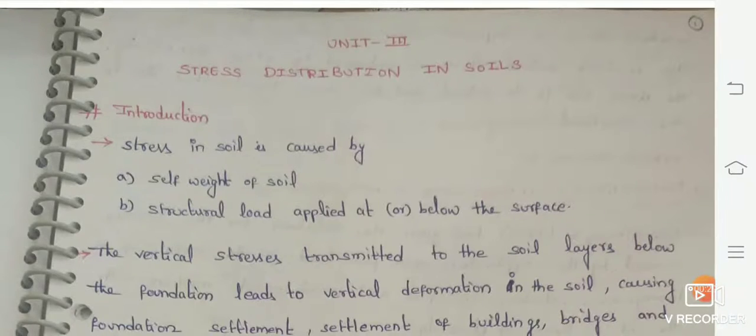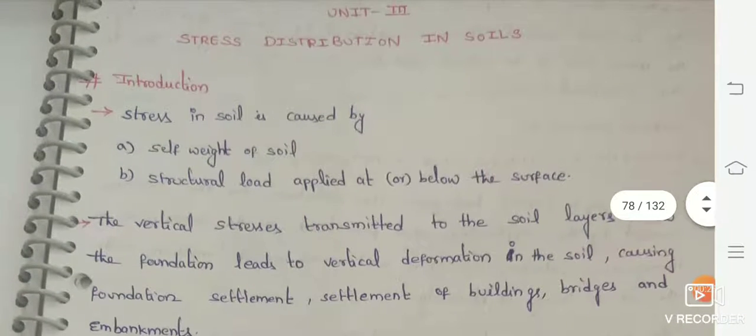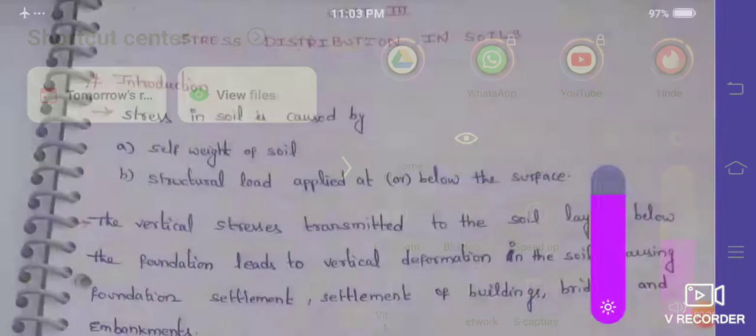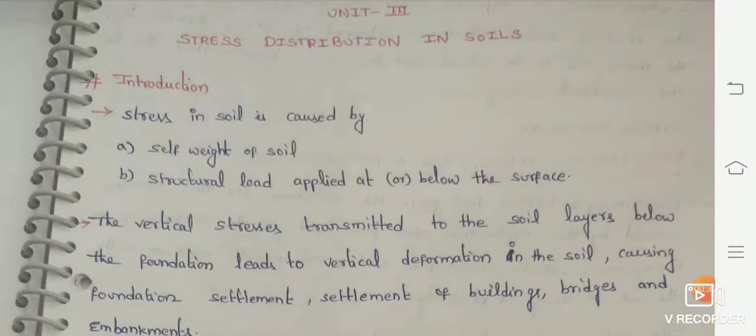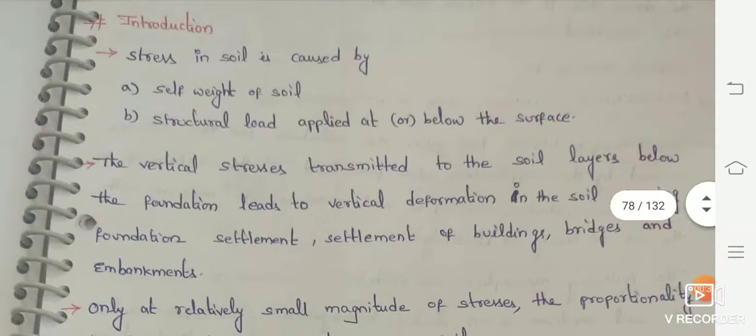And the next one is, whatever the structure is, the load applied on the structure should be below the surface. Then only it can be taken into consideration. And you will also have vertical stresses, the stresses which are transmitted through the soil layer, and because of these vertical stresses transmitted in the soil, it causes settlement. Whatever the foundation settlement is for a building, bridge or embankment is taken into consideration.